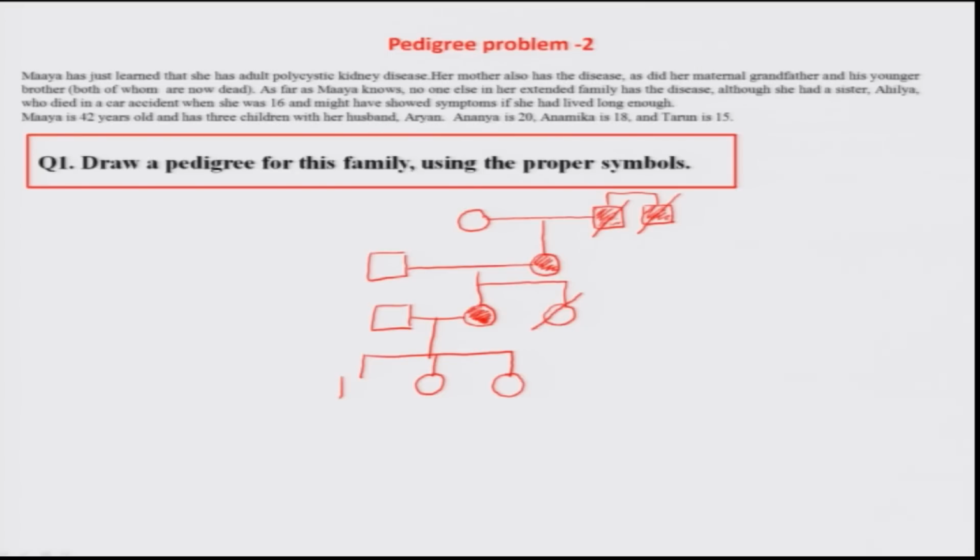They are young, so we don't know whether they would have the disease or not. So this is the pedigree which we have drawn for Maya. Maya is the proband, so we'll make an arrow. And let's now denote the generation. This is the first generation, second generation, third generation and fourth generation. So this is how we draw a pedigree.